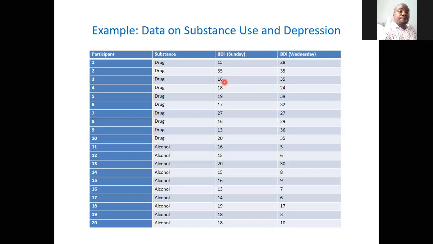What it means is that when you are entering, the Sunday depression is a variable on its own, and the depression on Wednesday is a variable on its own. You will not go and put it at the end of Sunday and say, oh, I'm entering Wednesday. No, because it's parallel for the same person. So like this 15 now, this person, person number one, may be Mr. John. Mr. John scored 15 on Sunday and scored 28 on Wednesday.